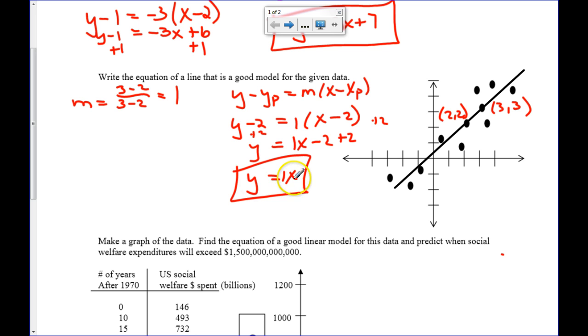So it's a slope of 1 and an intercept of 0. So it should be going through this and going up 1 over 1. So it's pretty close to that. It's an estimate. Okay?